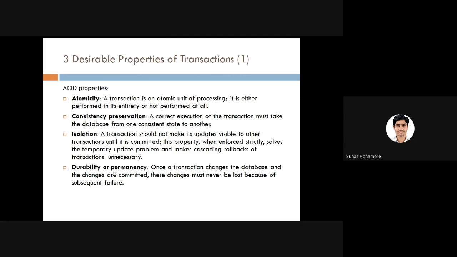Then the last one is durability. Once a transaction changes the database, and all the changes are committed in the database, those changes must never be lost. Even if any failure happens after the commit, those changes should always be there. Maybe after 10 or 15 years, if you check it, whatever changes we have done should be there in our database. That is durability. Whatever time it takes, if you read it after that, it has to be there.